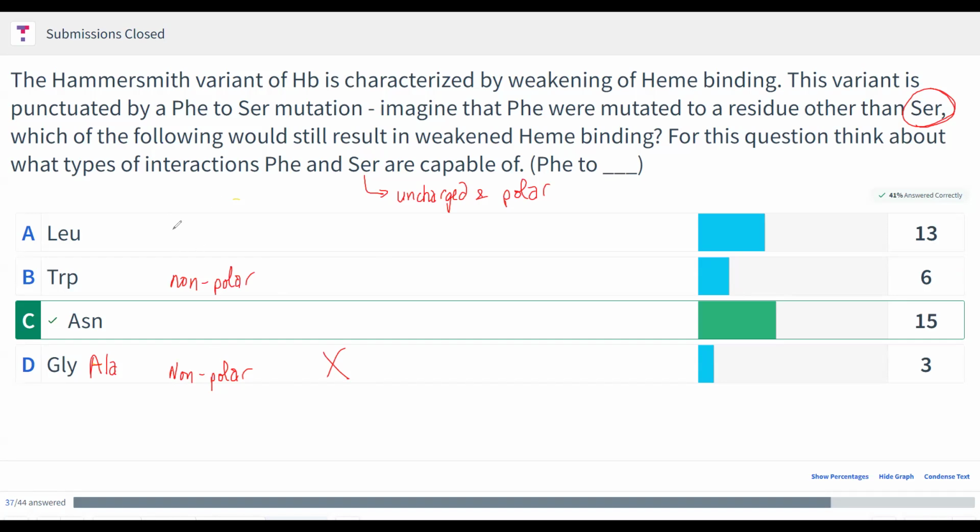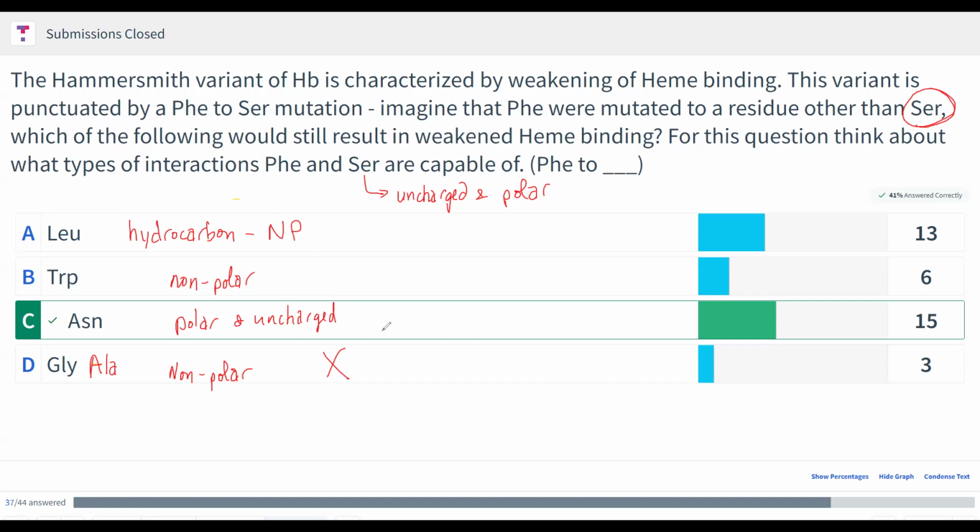Then we've got leucine. Leucine is a hydrocarbon, so that is also a non-polar residue. Now, last but not least is asparagine, and asparagine is a polar and uncharged residue.